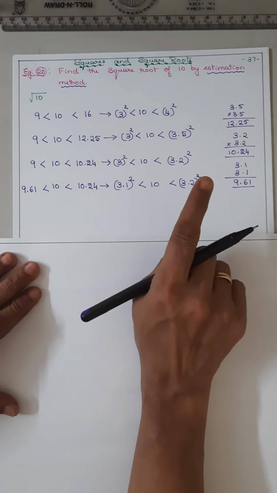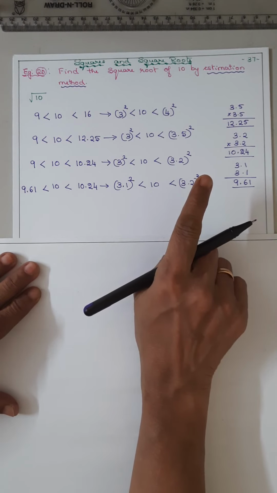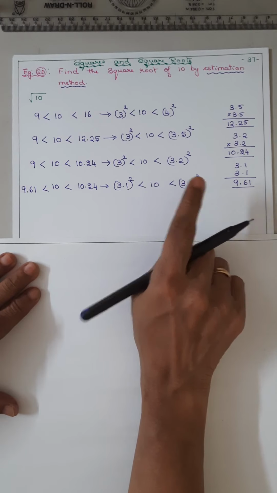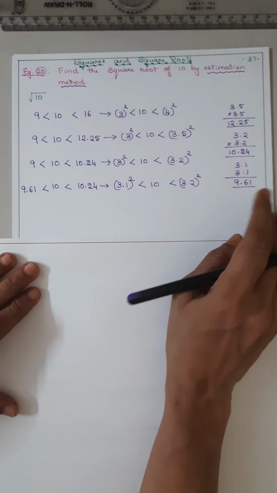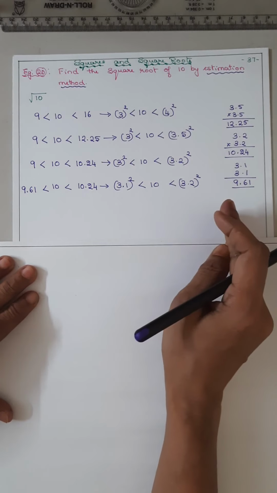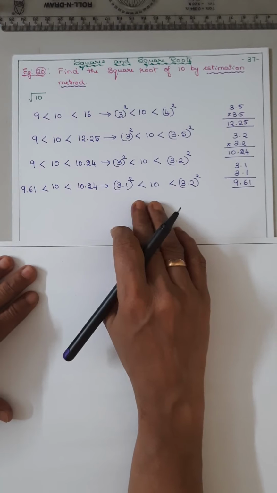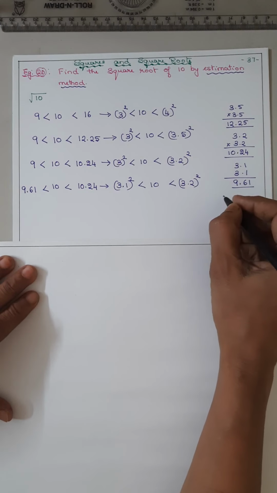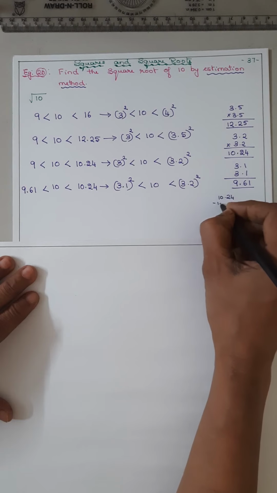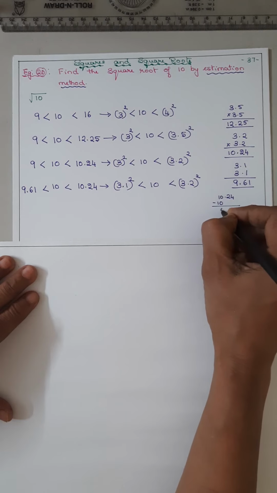See, this is the estimation method. We don't want the exact answer. It is approximate, and one decimal only is enough. So, we will see which number is nearest to 10. So, 10.24. First is 10.24 minus 10. You got how much? 0.24.